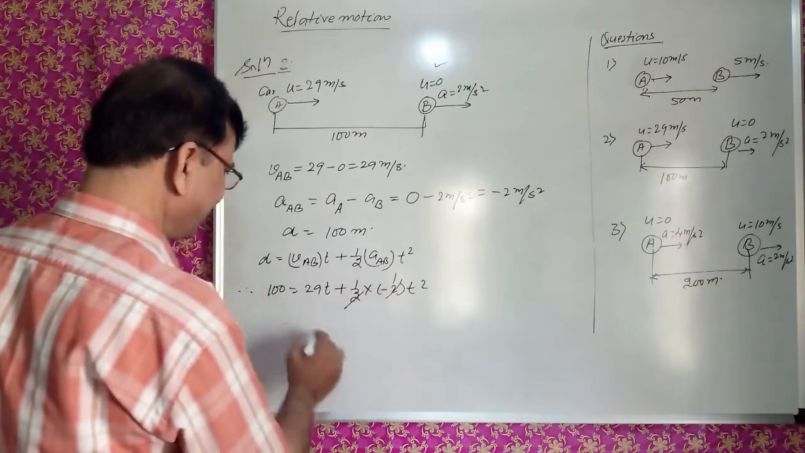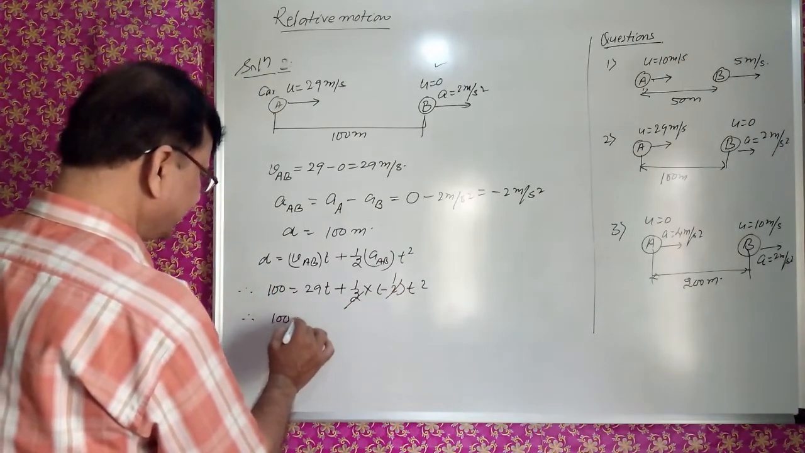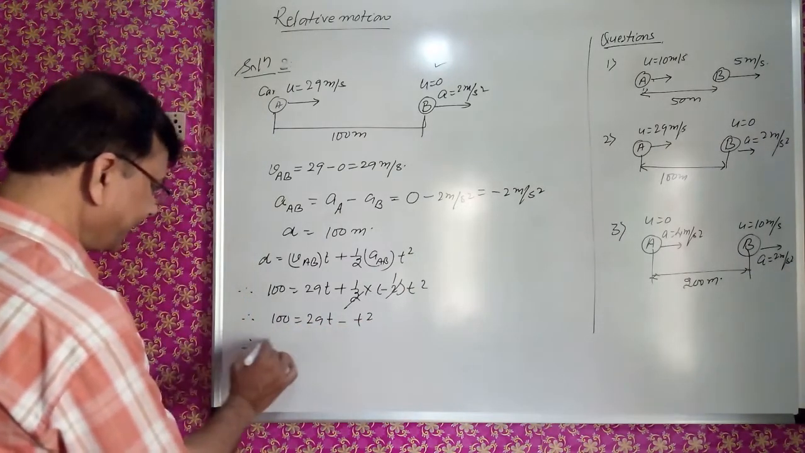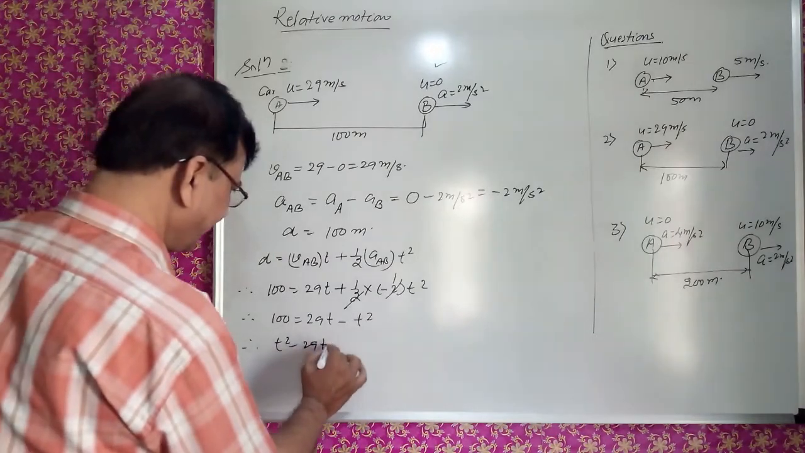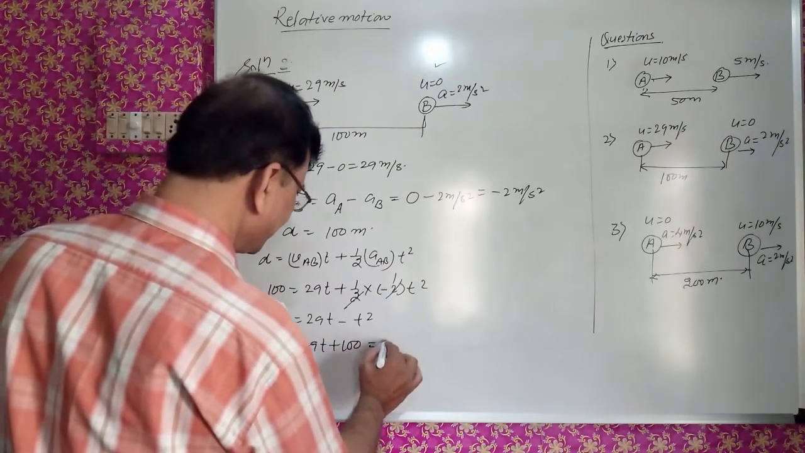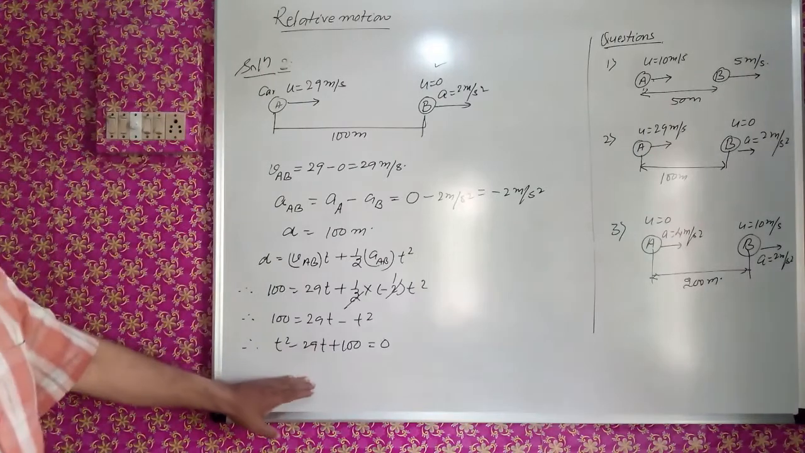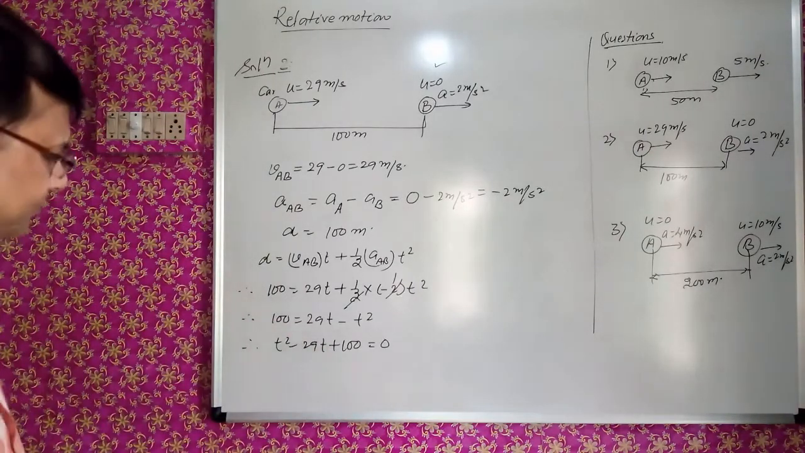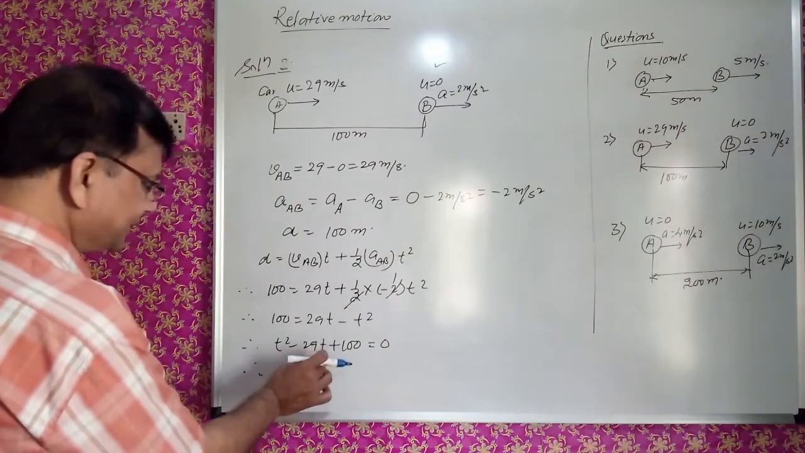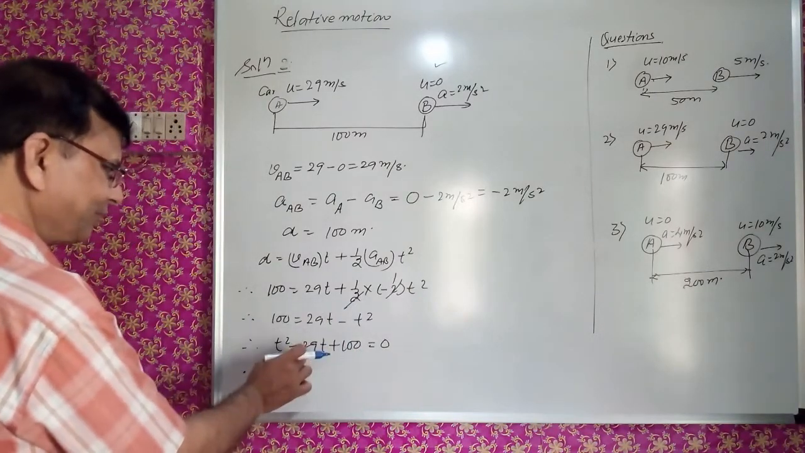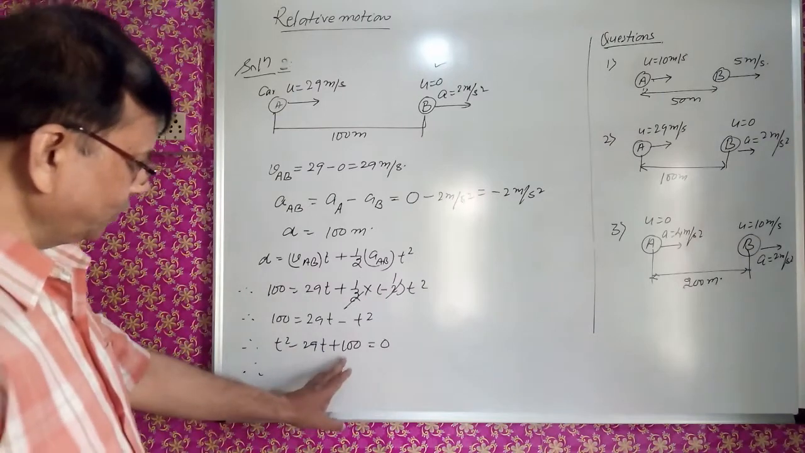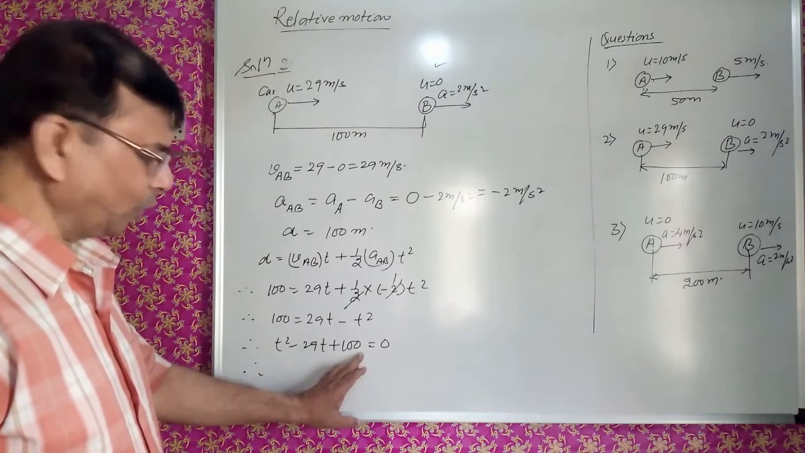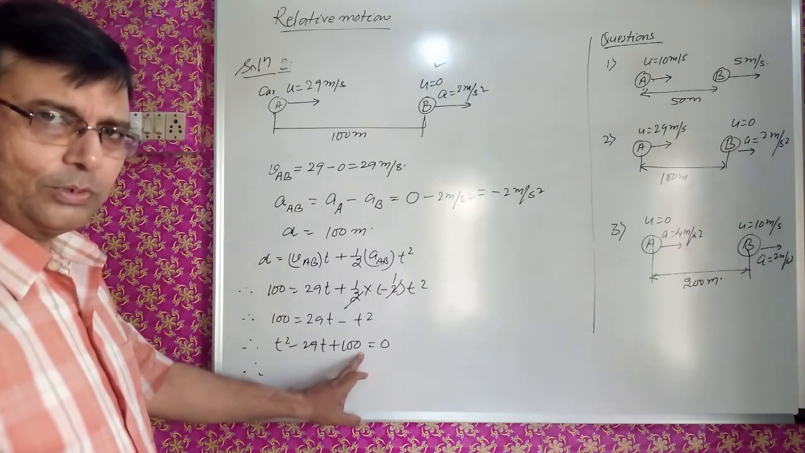2 and 2 will go, 1 will come. Therefore 100 is equal to 29T minus T squared. This implies T squared minus 29T plus 100 is equal to 0. So it is a quadratic equation in T, then we can solve it and find the value of T. Now this will have to be factorized such that the sum will be minus 29. So 25 and 4, 25 into 4, that is 100.